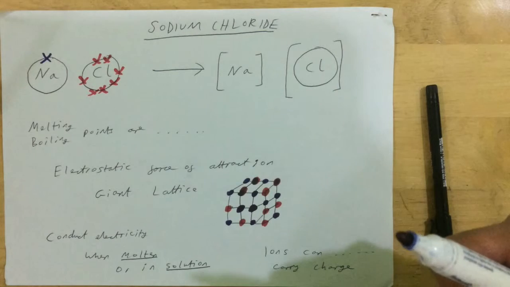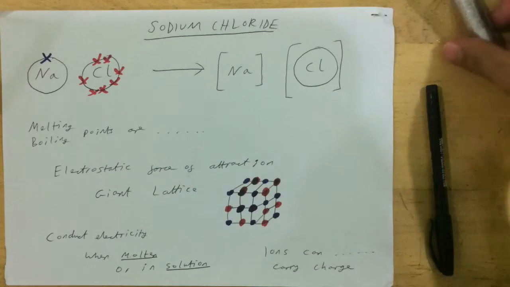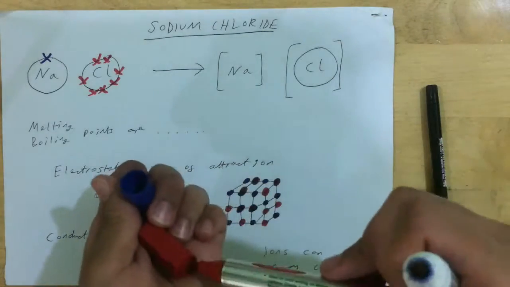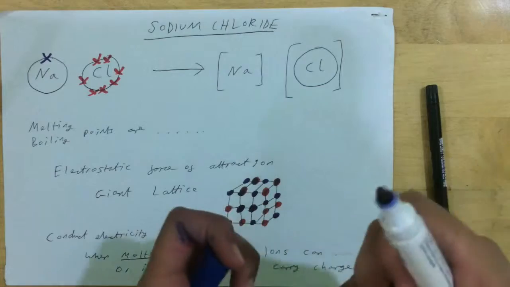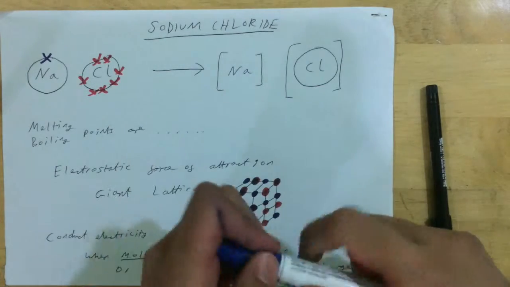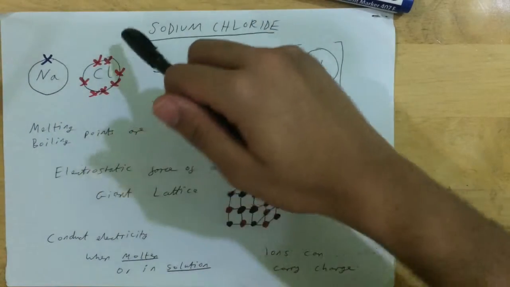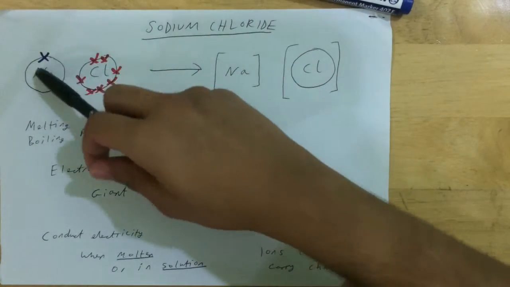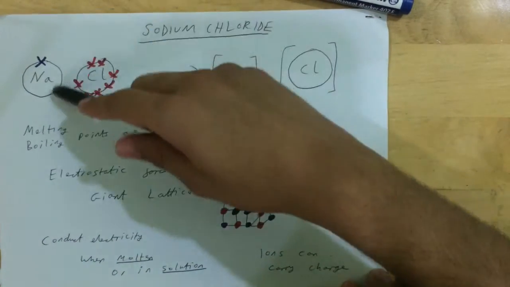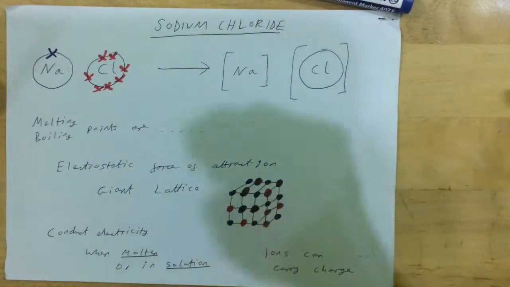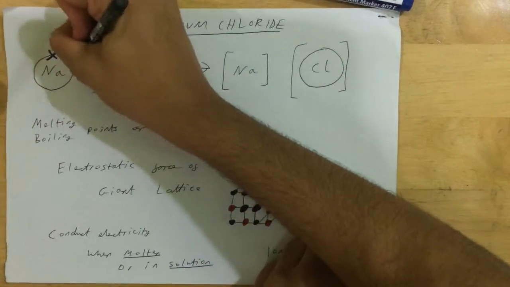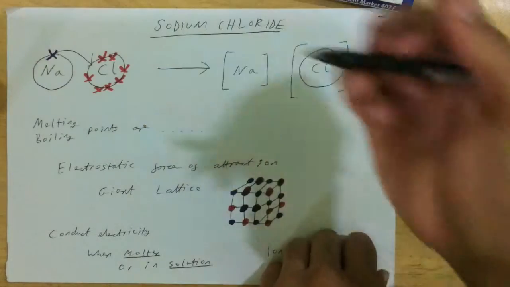So now let's look a bit deeper into the ionic compound that is formed. In this case, we're going to look at the example of sodium chloride. So we have a sodium atom and a chlorine atom. Sodium, 1 electron in the outer shell. Chlorine, 7 electrons in the outer shell. So this electron will go here. Sodium loses it, chlorine gains it.